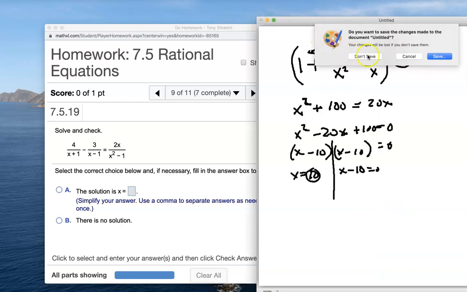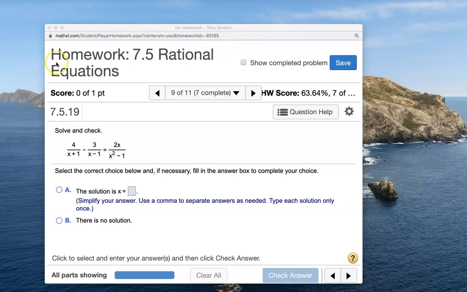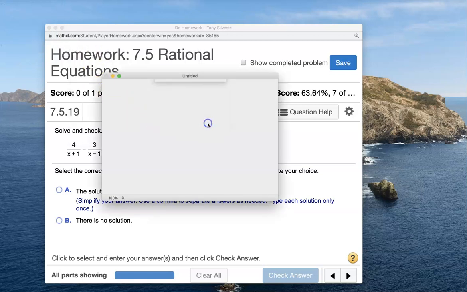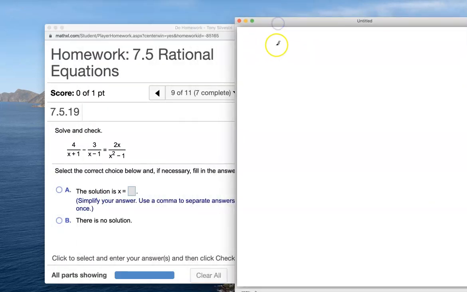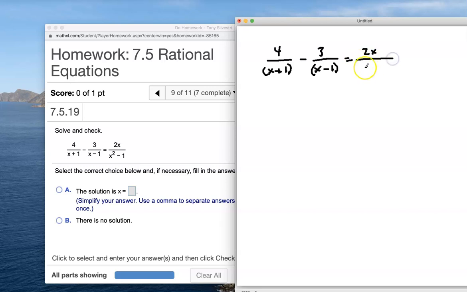Well, let's see what happens here. This looks like a really complicated problem because I've got 3 fractions, and let's see what makes this complicated. Okay. Well, let's see. 4 over the bundle x plus 1 minus 3 over the bundle x minus 1 equals 2x over x squared minus 1. And that happens to be a bundle.